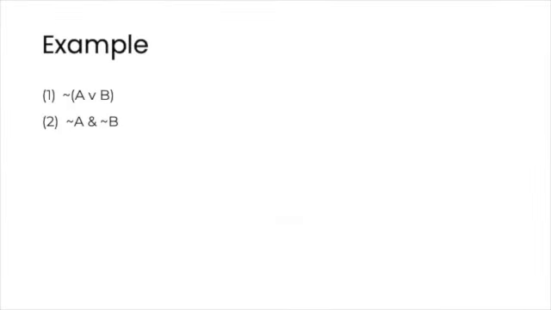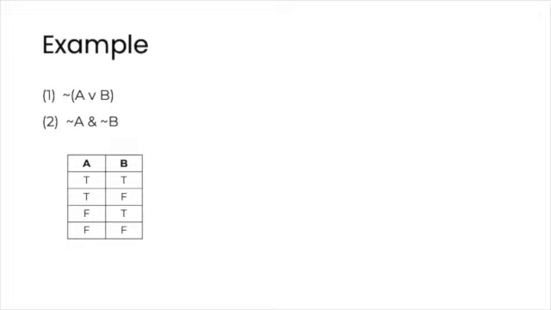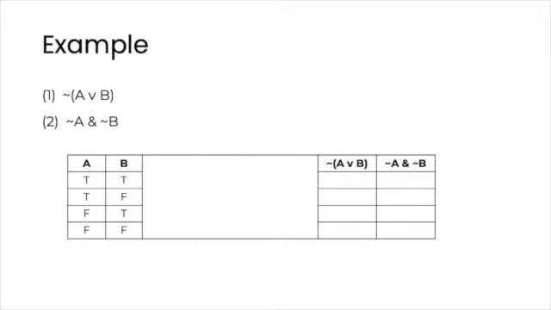Here's an example. Consider sentences 1 and 2. Intuitively, we can see that they are true in exactly the same situations, but we can decisively show that they are equivalent by using a truth table, like this. Both sentences contain A and B as their atomic sentences, so we start our truth table with a column for each of these sentences. We know that we want to compare not (A or B) and not A and not B, so we'll put each of these in a column.